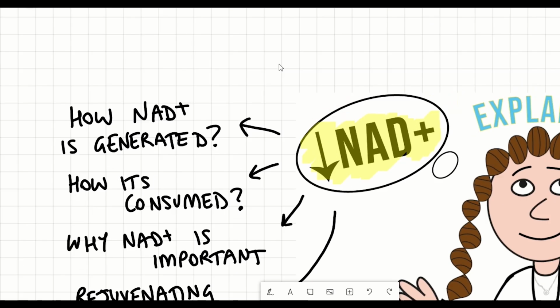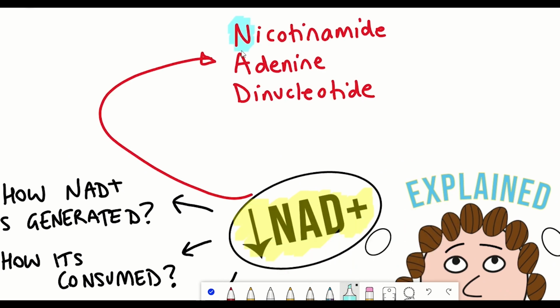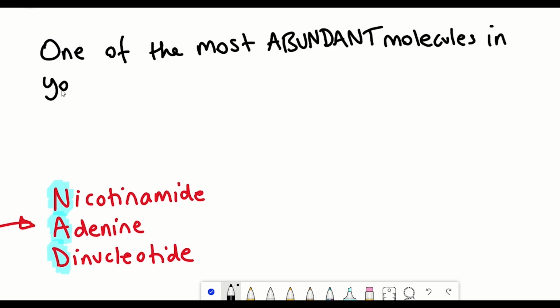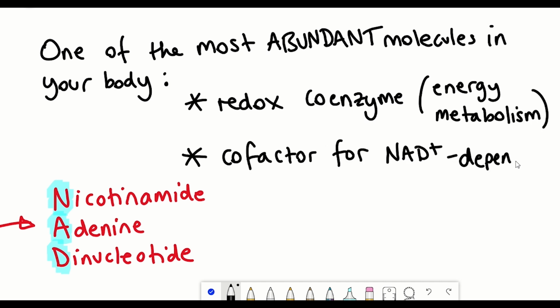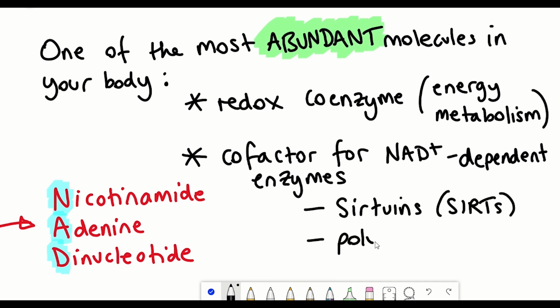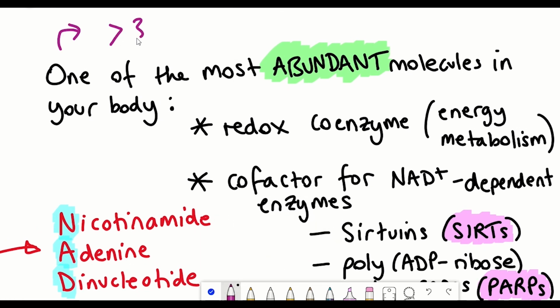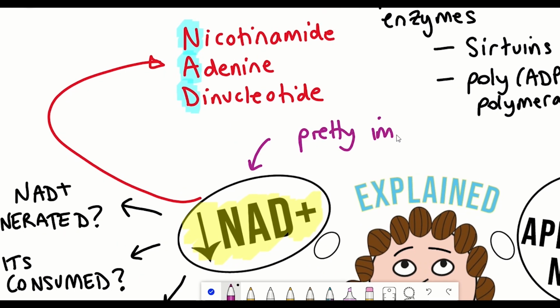So the best place to start is with NAD itself. NAD stands for nicotinamide adenine dinucleotide, and it is one of the most abundant molecules in the human body. It is important not only as a coenzyme for different redox reactions and for energy metabolism, but also as an essential cofactor for different enzymes, notably the sirtuin family and poly-ADP ribose polymerases, known as PARPs, that are important in DNA repair. But it is thought that there are more than 300 enzymes relying on NAD+ for their activity. So I think we can say that NAD+ is pretty important.